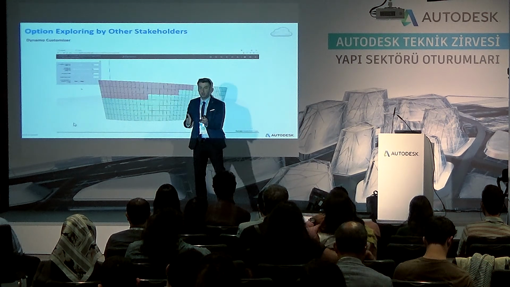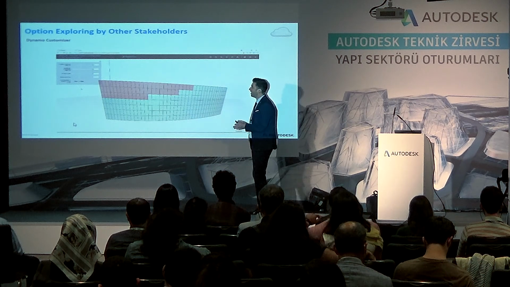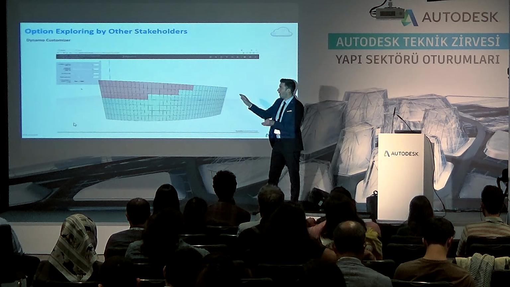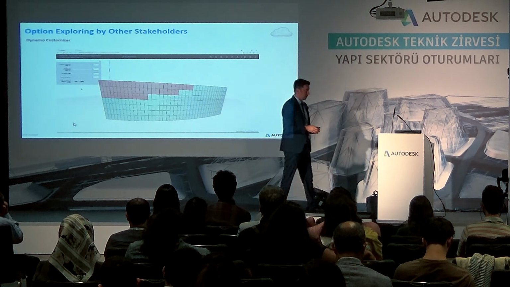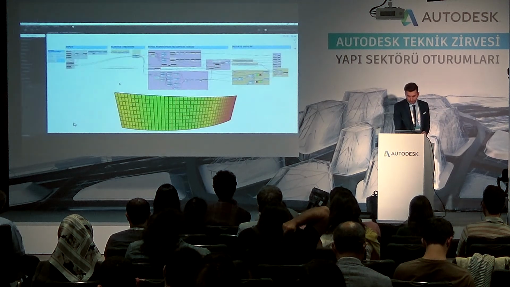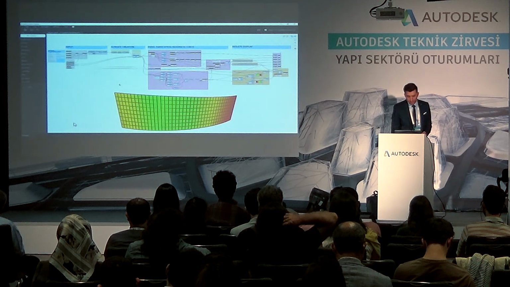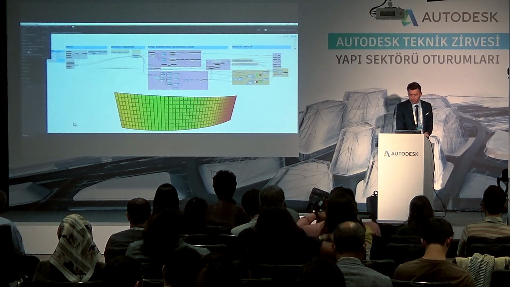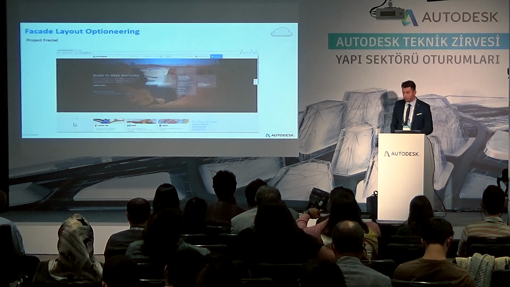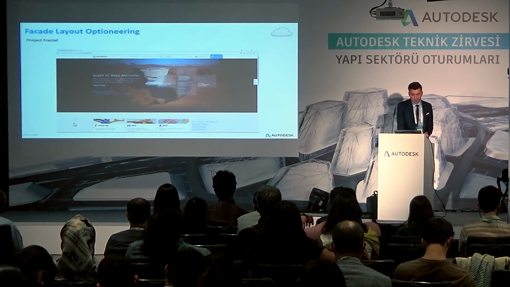So we started from Dynamo. Now we are in Dynamo Customizer. So this is called Dynamo Customizer, which allows you to explore different options. Okay, now we can go one step further. And what we need to do is the facade layout optioneering, okay? So in this case, we will use another tool.